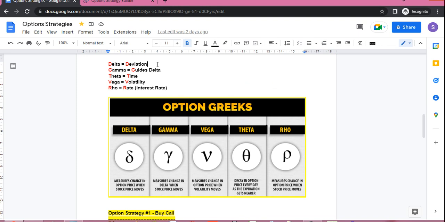Now I will tell you a formula by which you can remember all option Greeks. So first Greek is delta, D for delta, D for deviation. So delta refers to the deviation of the option price related to the deviation in the underlying, here Nifty. G for gamma, G for guidance. Gamma basically guides delta. T for theta, T for time. It indicates time decay. V for Vega, V for volatility, and R for rho, R for rate or interest rate.